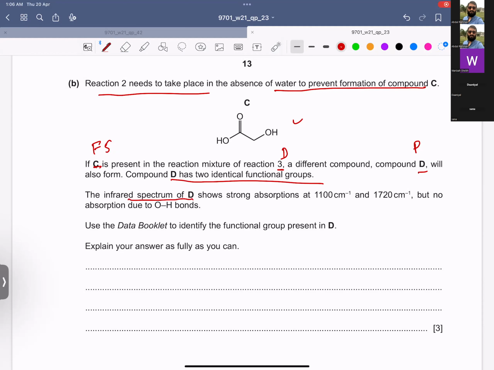The infrared spectrum of D shows strong absorption at 1100 cm⁻¹ and 1720 cm⁻¹, but no absorption for the OH bond. Use the data booklet to identify the functional group present in D.